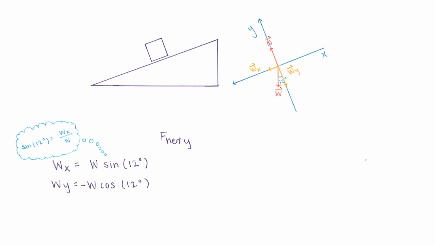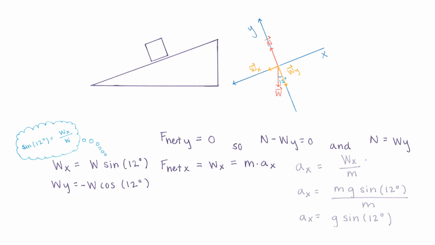And since the net force in the y direction is 0, we know that Wy is also equal to the normal force, and that the net force in the x direction is Wx. This is the part of the weight that accelerates the box down the ramp. So the masses cancel out, and we get that the acceleration of the box down the ramp is equal to g sine 12, which is clearly less than g. That makes sense. It's only a component of the acceleration due to gravity, the component in the direction of the ramp.